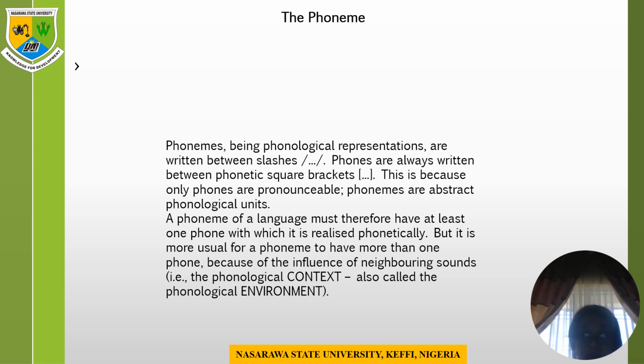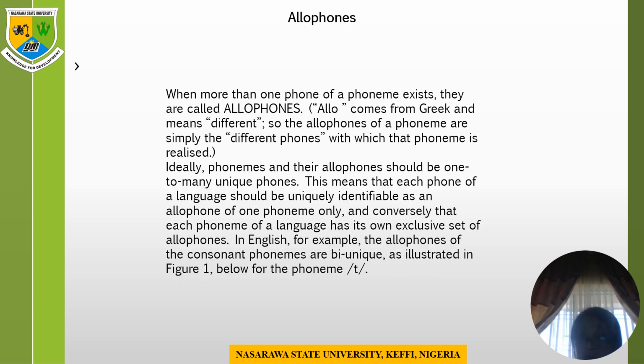The phoneme. Phonemes, being phonological representations, are written between slashes. Phones are always written between phonetic square brackets. This is because only phones are pronounceable. Phonemes are abstract phonological units. A phoneme of a language must therefore have at least one phone with which it is realized phonetically, but it is more usual for a phoneme to have more than one phone because of the influence of neighboring sounds, i.e., the phonological context, also called the phonological environment.